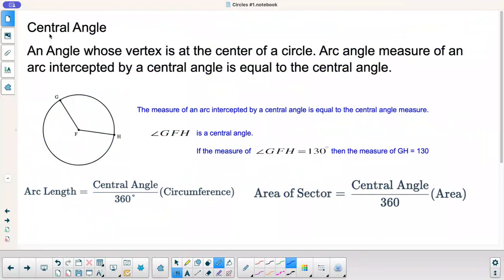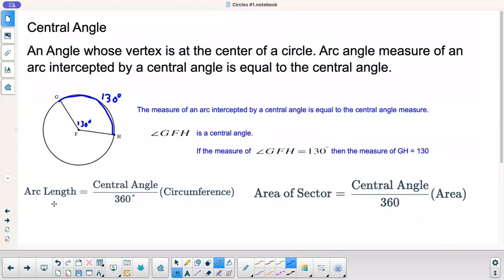All right. So a central angle is an angle whose vertex is at the center of the circle. The measure of an arc intercepted by a central angle is equal to the central angle. So if the measure of angle GFH is 130 degrees, that's a central angle because the vertex is at the center, then the measure of arc GH is also 130 degrees. Very simple. Central angle and arc are always equal.